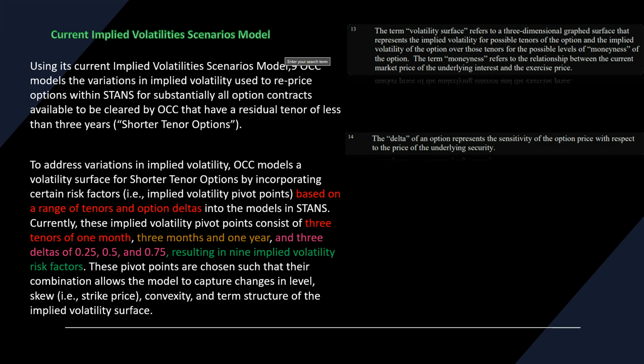The term moneyness refers to the relationship between the current market price of the underlying interest and the exercise price. And delta of an option represents the sensitivity of the option price with respect to the price of the underlying security. So, currently, these implied volatility pivot points consist of 3 tenors of 1 month, 3 months, and 1 year, and 3 deltas of 0.25, 0.5, and 0.75, resulting in 9 implied volatility risk factors. These pivot points are chosen such that their combination allows the model to capture changes in level, skew, convexity, and term structure of the implied volatility surface.